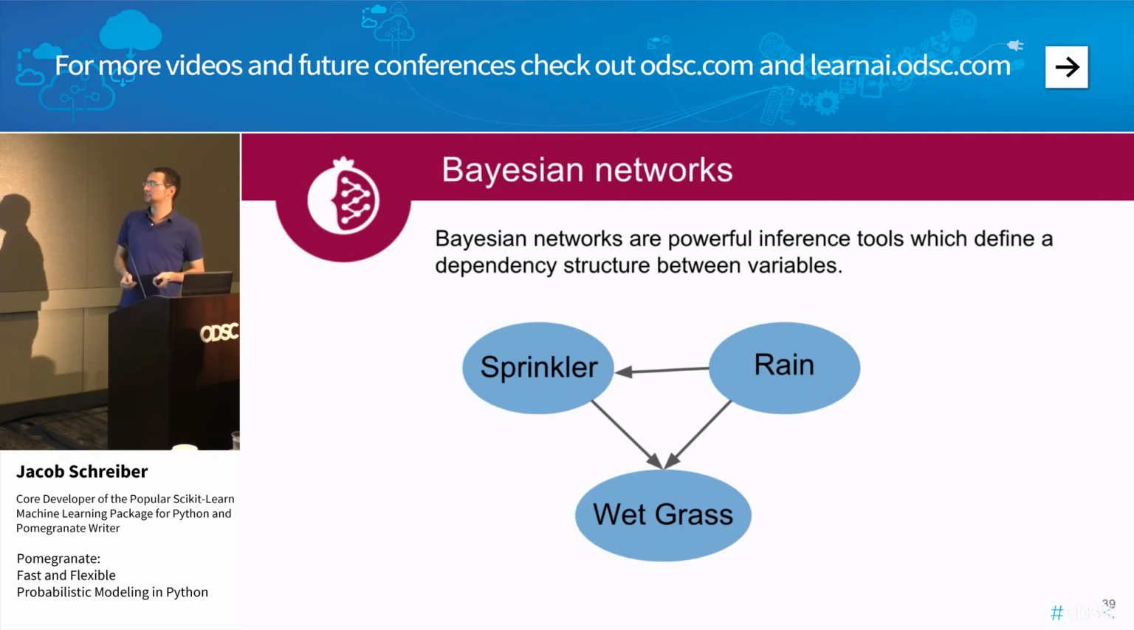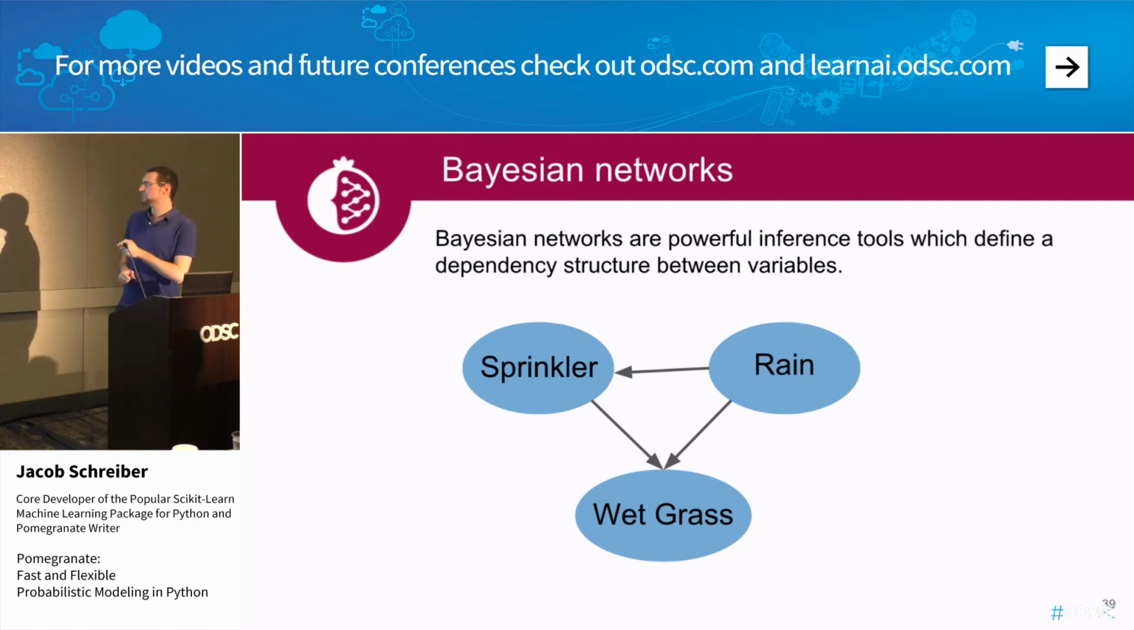So lastly, I'd like to talk a little bit about Bayesian networks, which are also implemented in Pomegranate. Here's an example of a very simple Bayesian network over 3 variables: rain, whether or not it rained, whether or not you turned the sprinkler on, and whether or not your grass was wet. Each one of these nodes corresponds to a variable, and each one of the edges corresponds to a dependency statement. The lack of an edge corresponds to a conditional independence statement, not explicitly an independence statement.